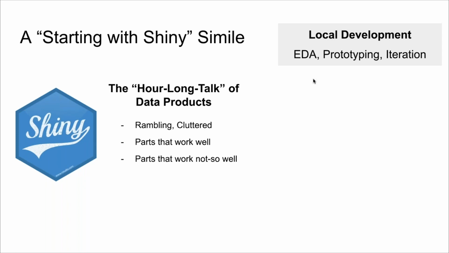I sort of think of starting with Shiny as the equivalent of writing an hour-long talk. So I call starting with Shiny in local development as the hour-long talk of data products. And hour-long talks, if you've ever developed one, can be rambling and cluttered. You have a lot of time to work with. So there can be parts that work really well, and parts that don't work so well. And I know I'm giving an hour-long talk currently, so I hope that in the questions you'll let me know which parts work well and which do not, so that I can clarify those.